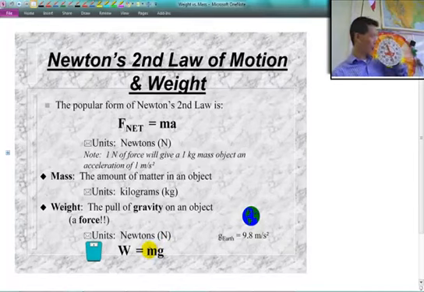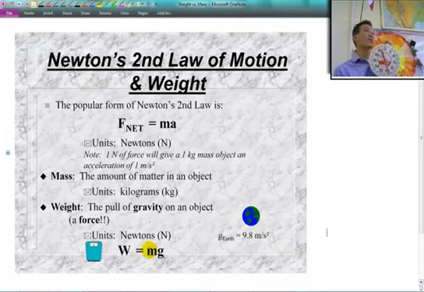Negative 9.8 meters per second every second. So 1 kilogram is 9.8 newtons. You see that? Okay. So that's kind of nerdy. Most people don't use newtons. They're not used to that.